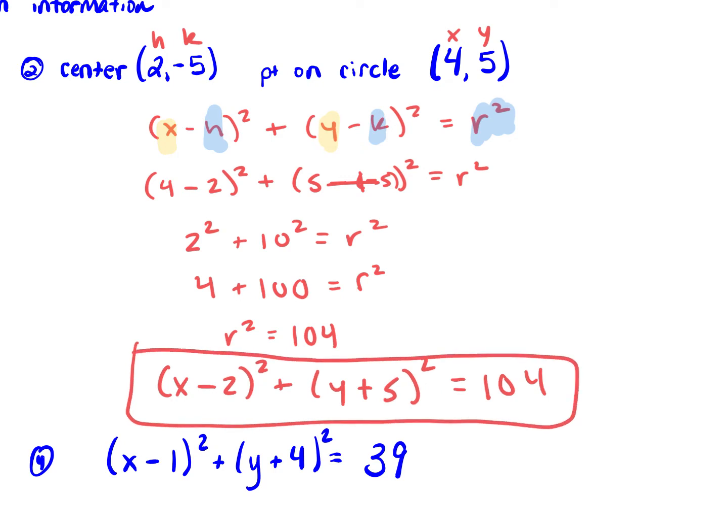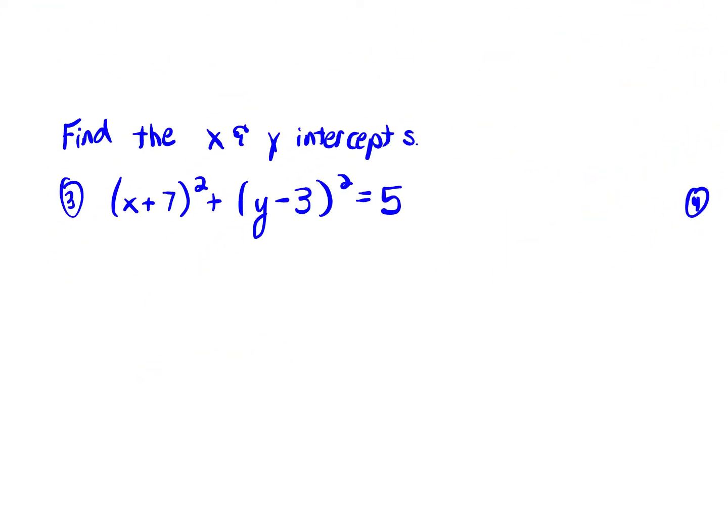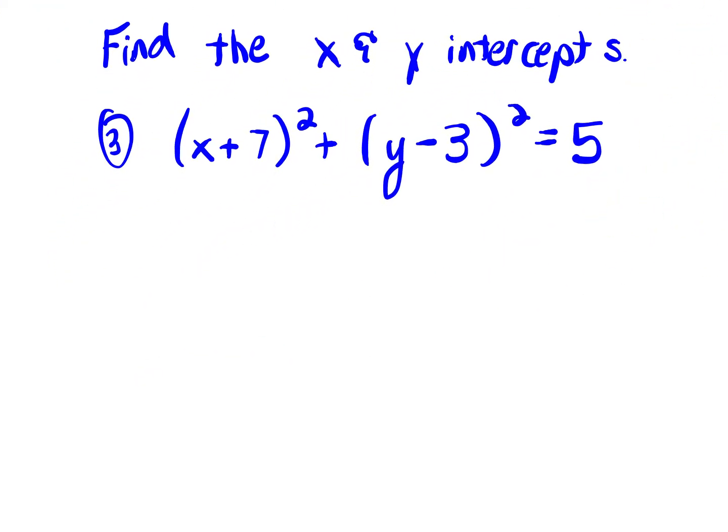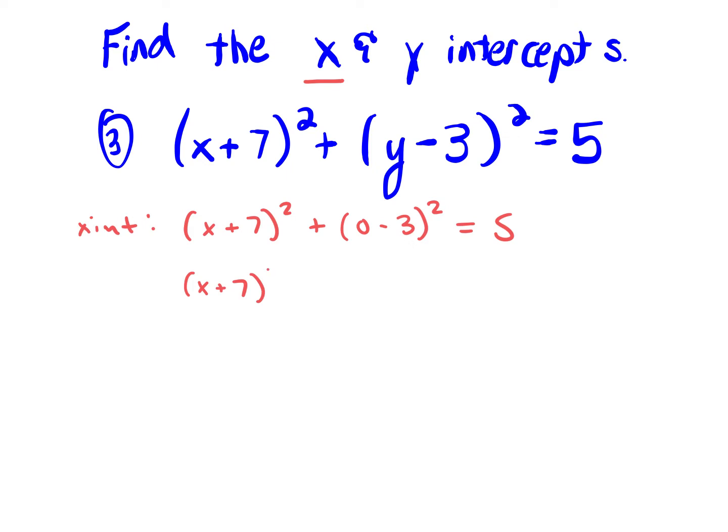And we would do the same thing for number 1 too, just with different numbers. Let's do 3. So how do I find the x-intercept? Plug in 0 for y. So I have (x plus 7) squared plus (0 minus 3) squared is equal to 5. So (x plus 7) squared, and this would be negative 3 squared, which is 9, is equal to 5.